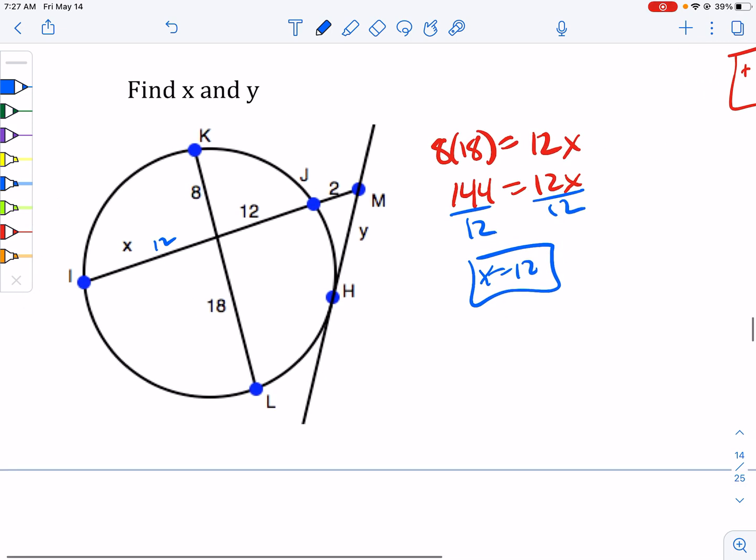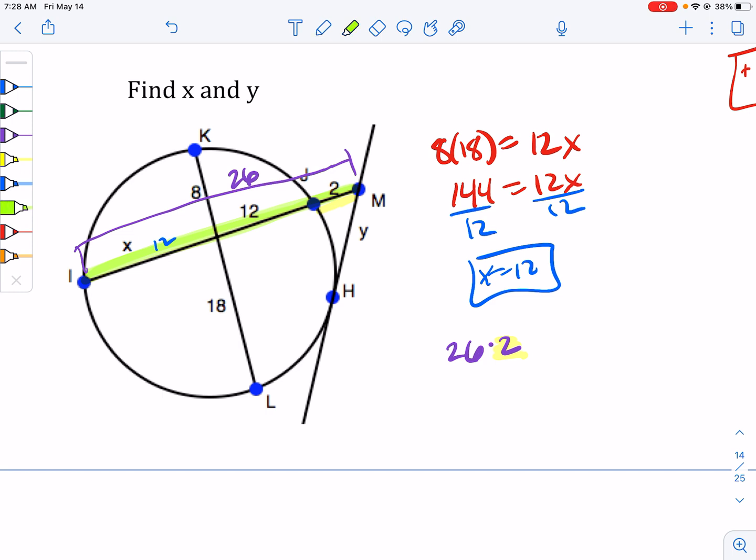So then, when we're looking at this one compared to this one, we now know that this is 12, and this is 12, and this is 2. So if we're looking at the whole thing, from the exterior point to the other edge of the circle, we've got the 12 plus the 12 plus the 2. So that full amount is 12 plus 12 is 24 plus 2, which gives us 26. Okay. So we're doing 26 times the exterior segment, which is just the 2, equals the tangent segment squared. So equals y squared. So if we do 26 times 2, that gives us 52.